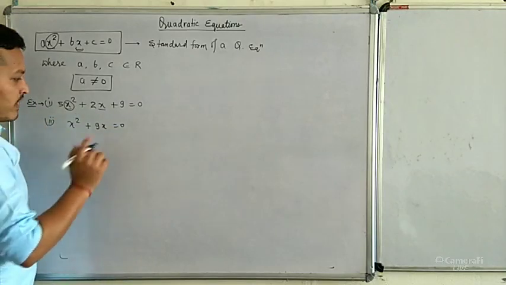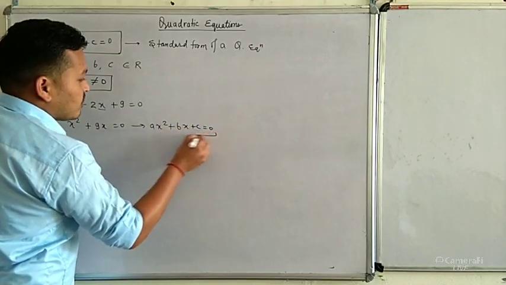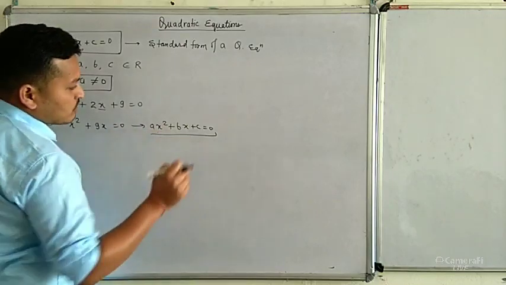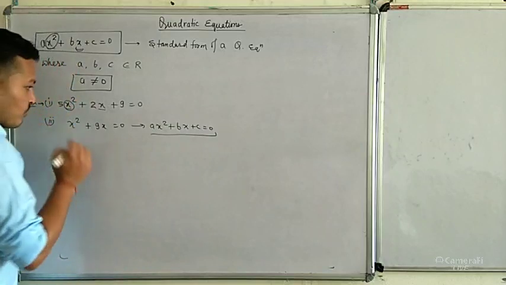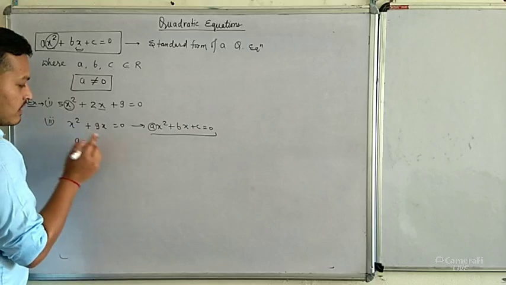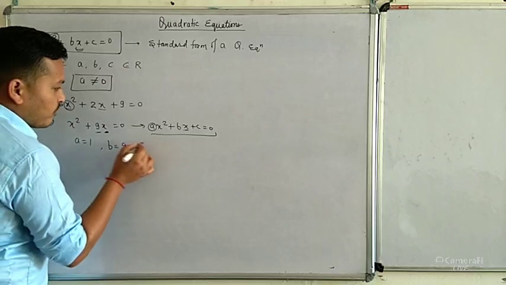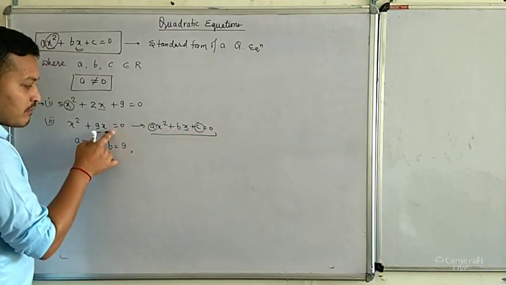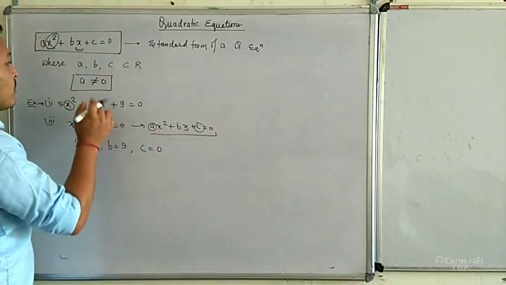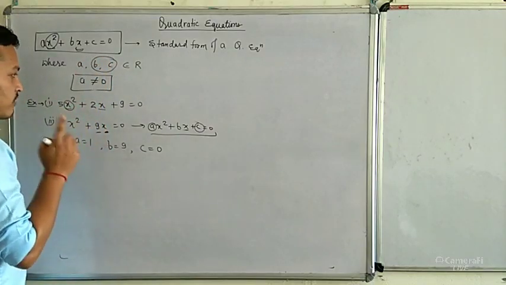Now, what is the value of c? When we compare this equation with ax square plus bx plus c is equal to 0, on comparing x square plus 9x is equal to 0 with ax square plus bx plus c is equal to 0, we find that a is equal to the coefficient of x square, which is 1. Now b is equal to the coefficient of x, which is 9. And what is c here? c is not given here, so we can take c is equal to 0. In the starting I already told you a does not equal 0, but b and c we can take 0.